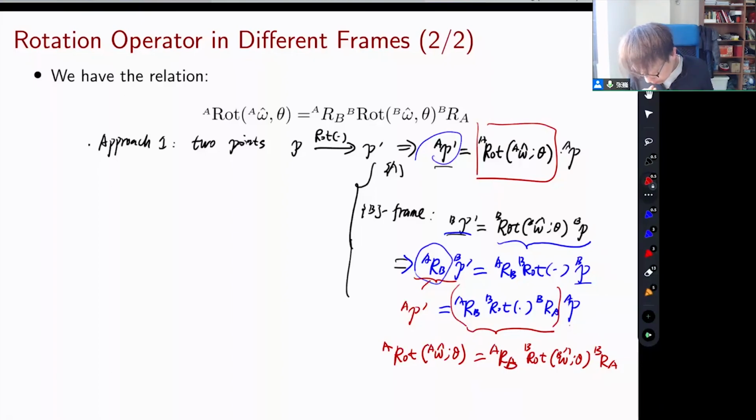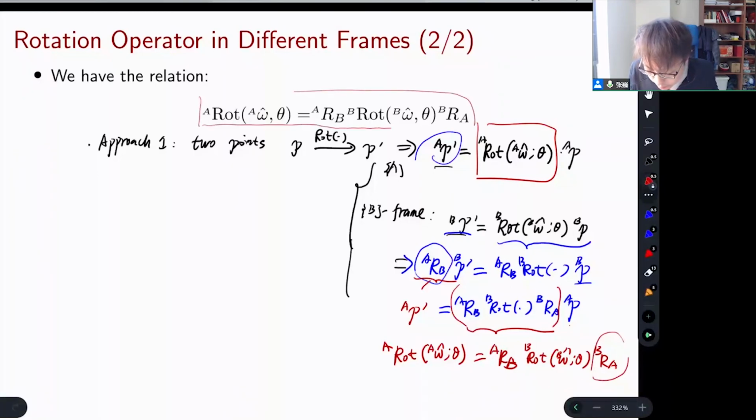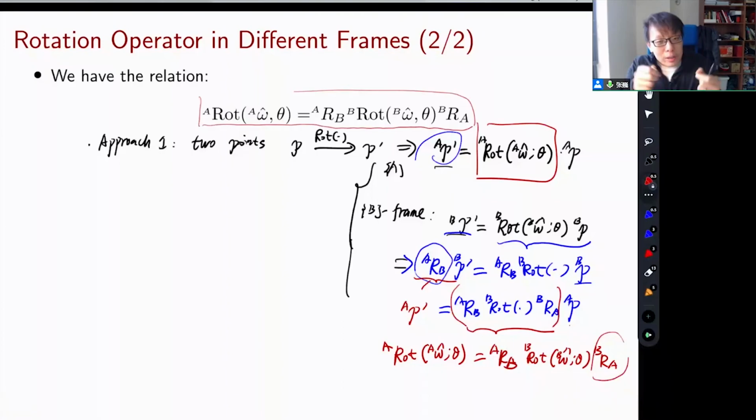Physically, what does this mean? You want to express this thing in frame B, but you are currently in frame A, so the point is in frame A. You first need to change coordinates to frame B, then use the rotation operator in frame B, then change back to frame A. So physically, that's the whole thing. Oftentimes you may use this relation. In the operator view, if you change coordinates, the operator's matrix representation has this relation between two different reference frames.